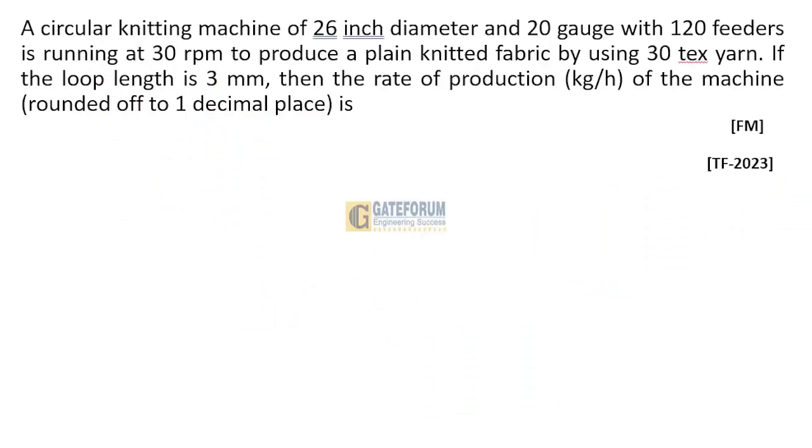This question says that a circular knitting machine of 26 inch diameter and 20 gauge with 120 feeders is running at 30 rpm to produce a plain knitted fabric using 30 tex yarn. If the loop length is 3 mm, then the rate of production in kg per hour of the machine, rounded off to one decimal place, is. So here you have to calculate the rate of production. How will the rate of production be calculated in knitting?